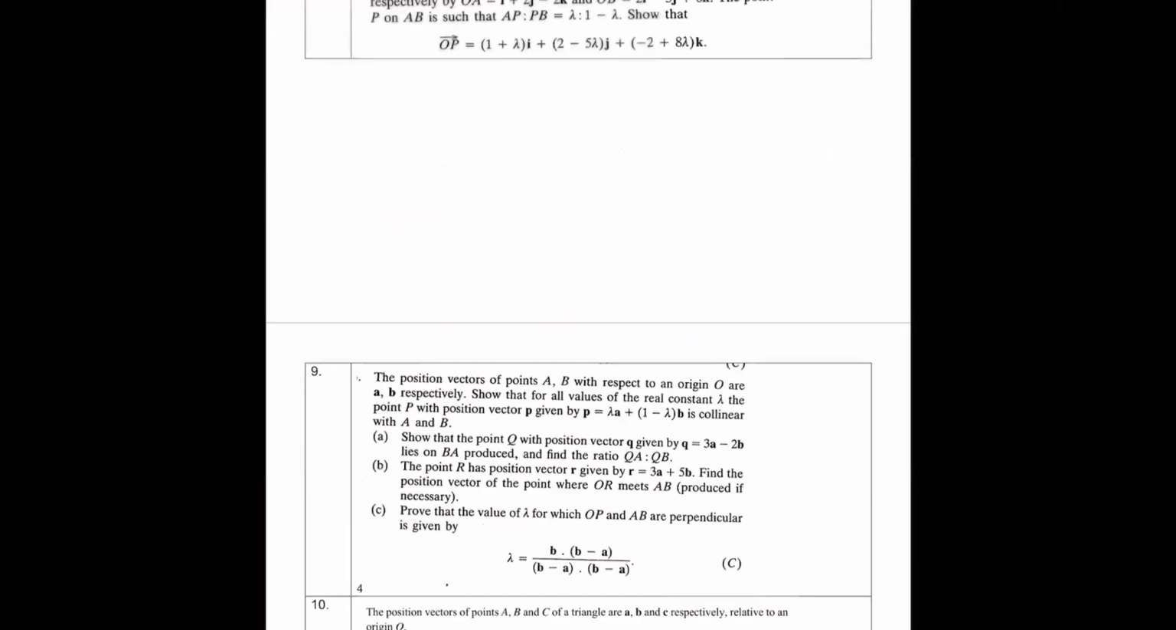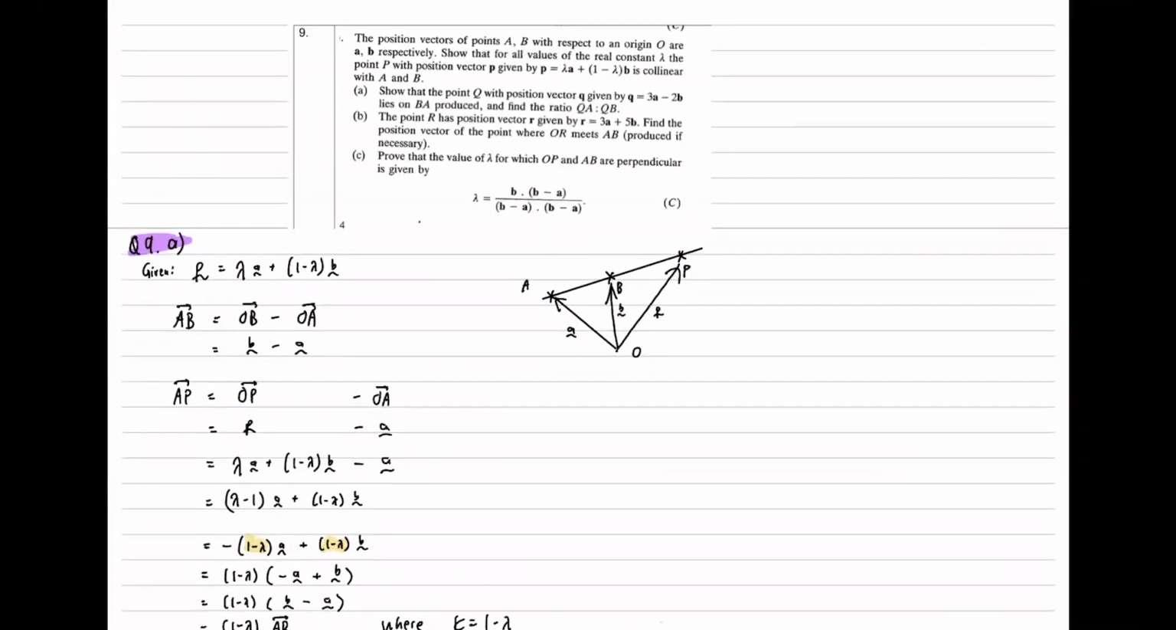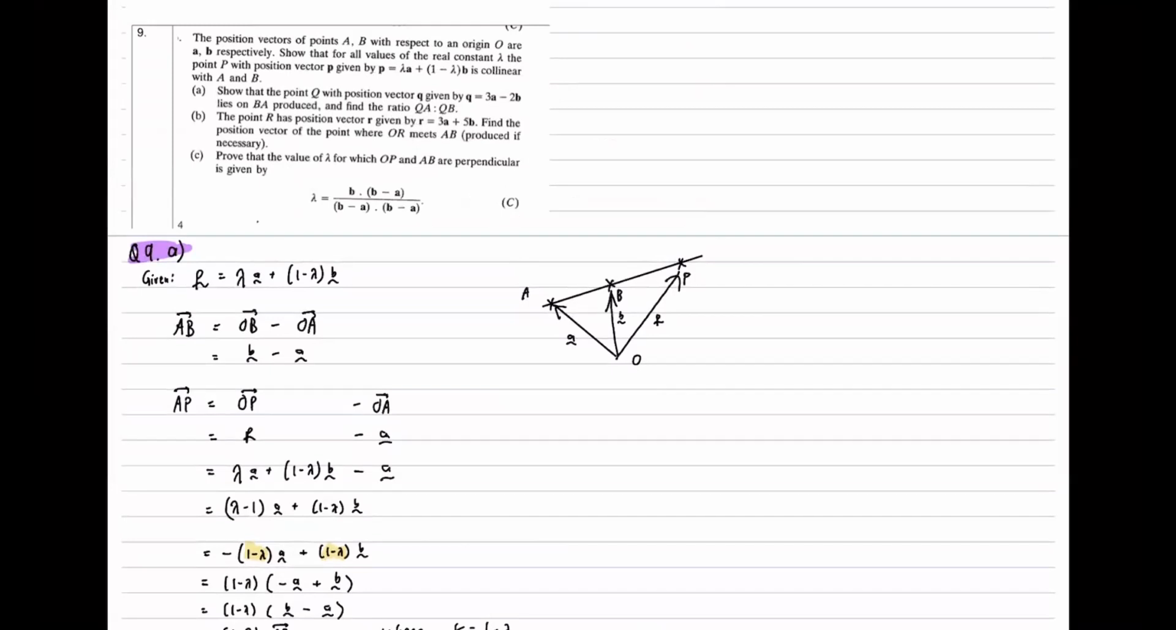Question 9 and 10 are also quite long-winded. Okay, let's go. If I can find the question first. Yeah, so here is question 9. You are given position vectors A and B with respect to an origin O, represented by little a and little b respectively. Show that for all values of the real constant lambda, the point P with position vector p given by p equals lambda a plus 1 minus lambda b is collinear with A and B.